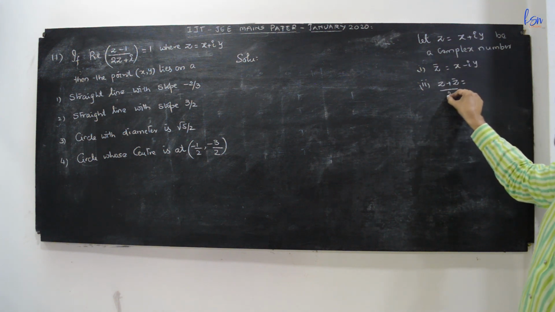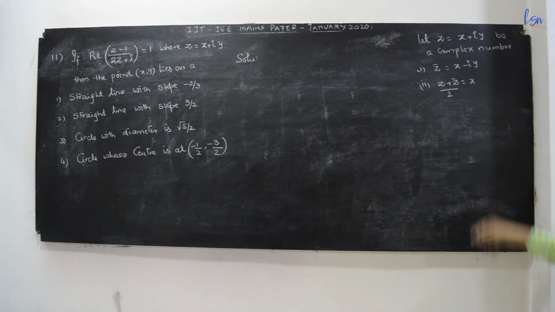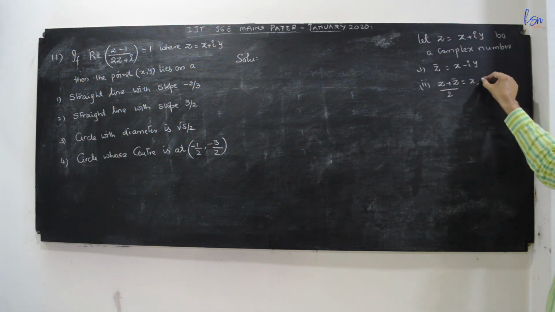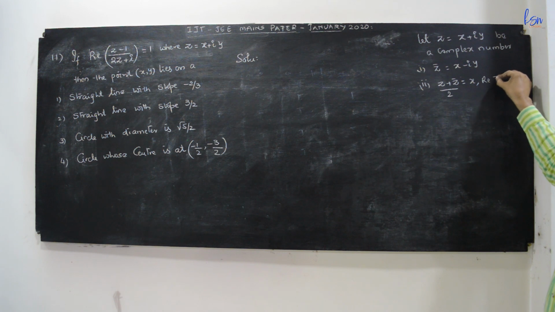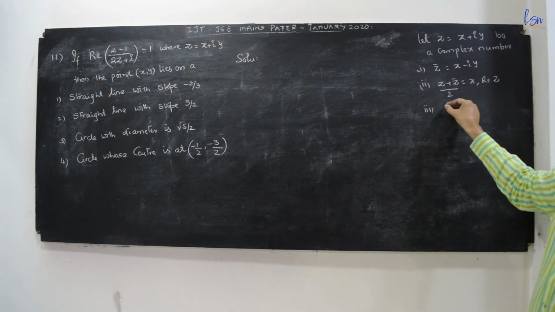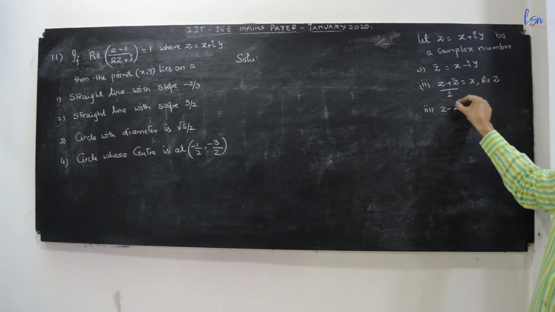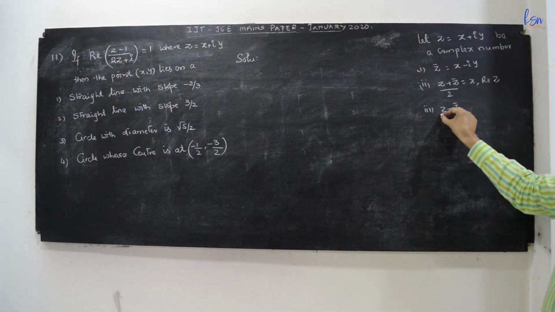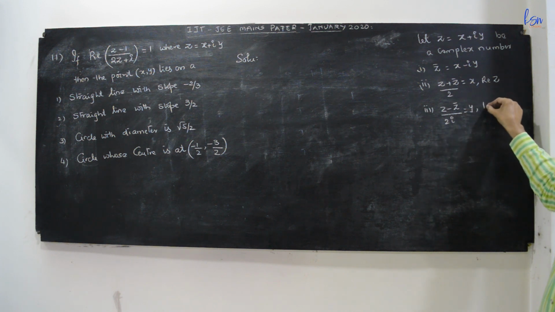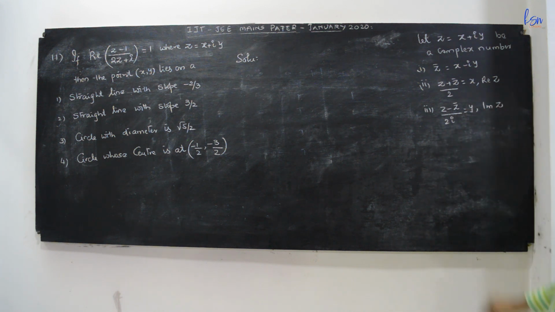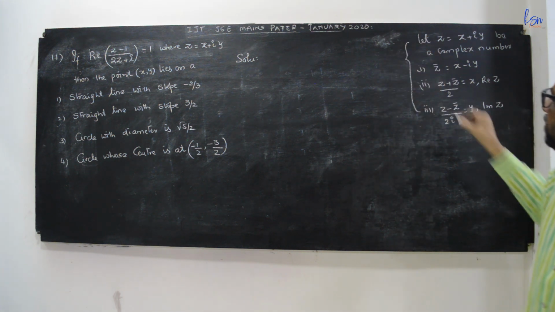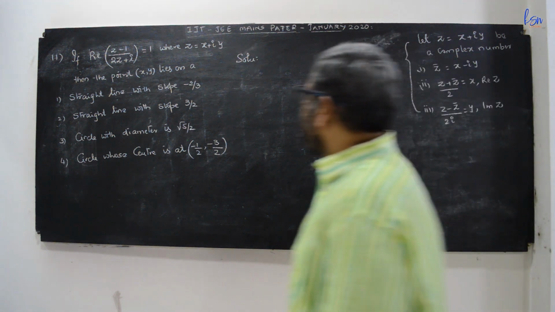So (z + z̄)/2 = (2x)/2 = x, where x is the real part of z, and (z − z̄)/(2i) = 2iy/(2i) = y, the imaginary part of z. Now by using these formulas, we will look into this one.